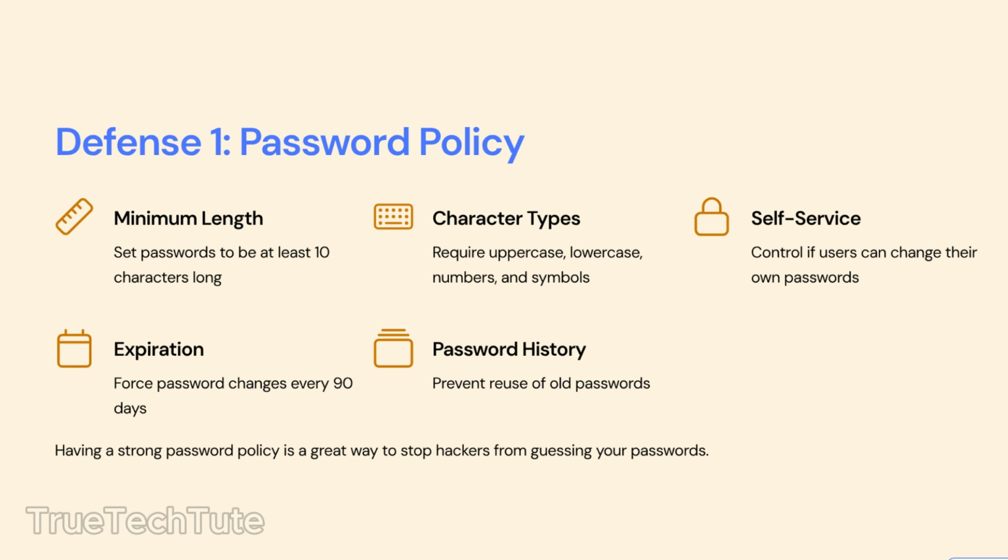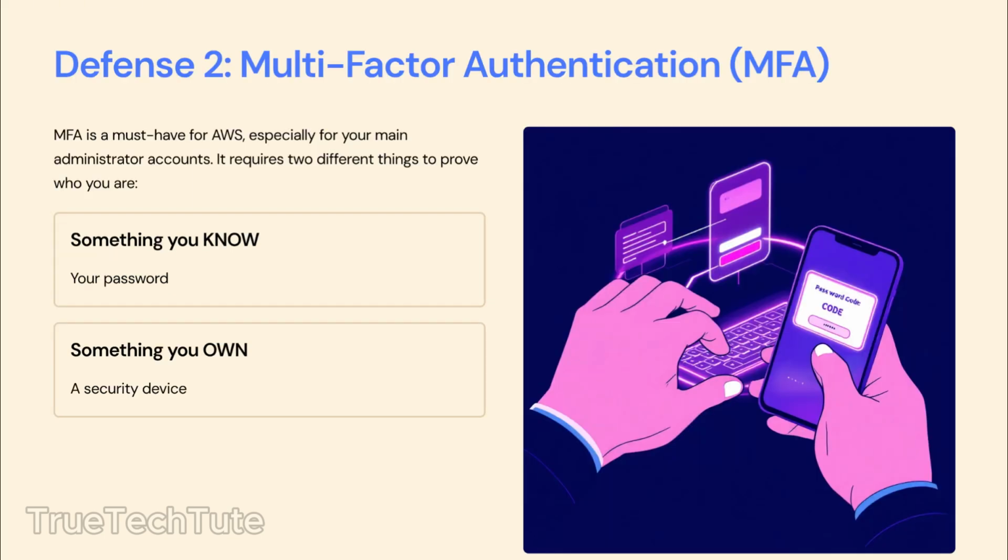But there's a second, even more important defense tool you need to know about: Multi-Factor Authentication, or MFA. You've probably used this on other websites. It's a must-have for AWS, especially for your main administrator accounts. So, what is MFA? It's about using two different things to prove who you are when you log in: a password that you know, and a security device that you own. When you use these two things together, your account is much more secure than with just a password alone.